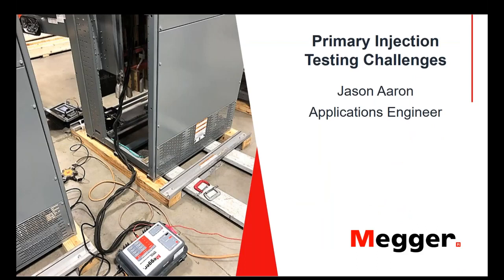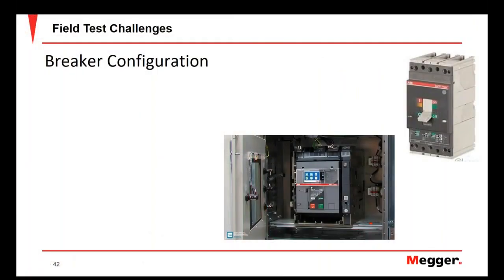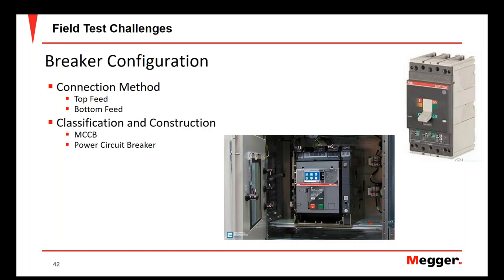So now let's talk about some challenges that we find whenever we do primary injection testing. The first thing that we have to consider is the breaker's configuration. Is it a top fed or a bottom fed unit? What is the classification of the breaker? Is it a molded case breaker or a power circuit breaker? What are the different features that might influence the trip values and the way that we have to connect to the breaker whenever we push current through the breaker?